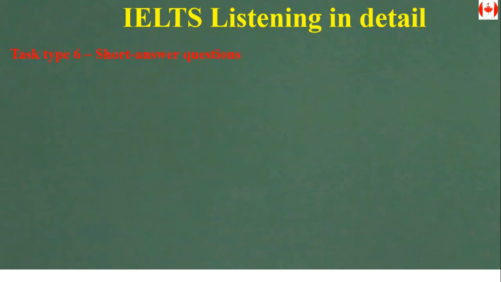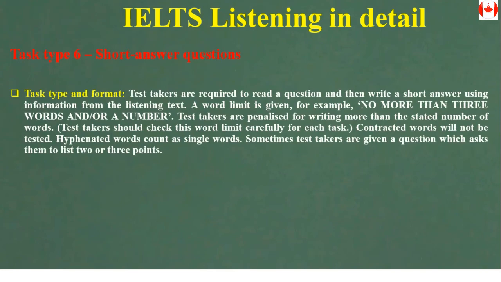In the last part or the last task, it's the sixth task, it's short answer question. In this task, you're required to read a question and then write a short answer using information from the listening text. Of course, there is also a word limit not to exceed. If you exceed the word limit, you are penalized. Sometimes you have a question and the answer is only one word or 2 words or 3 words. You have to write the number of words they ask, not more, not less.